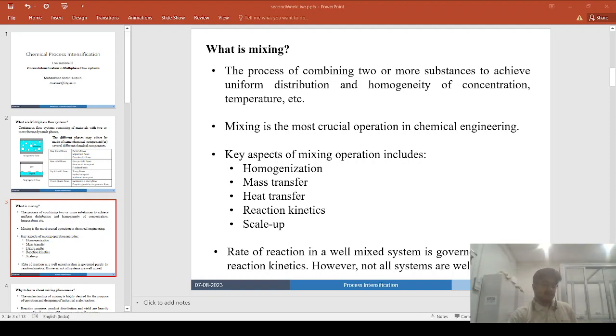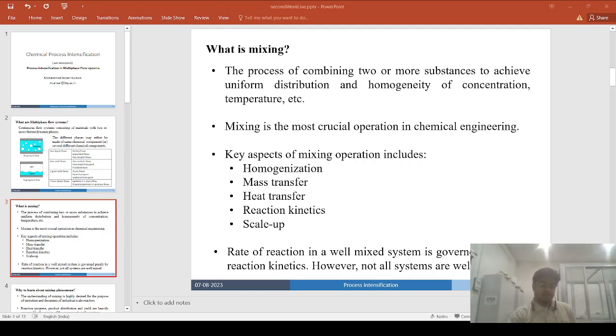And the second aspect is mass transfer. So mixing enhances mass transfer. A particular process can be mass transfer limited, or it can be limited by the mixing. If you perform the mixing well, then it just becomes the mass transfer limited step.